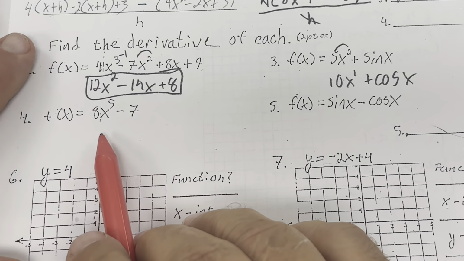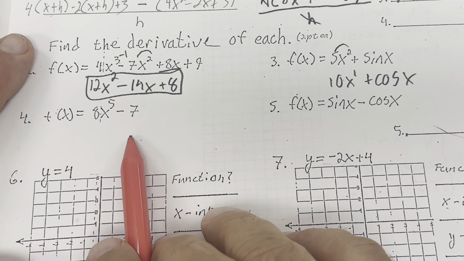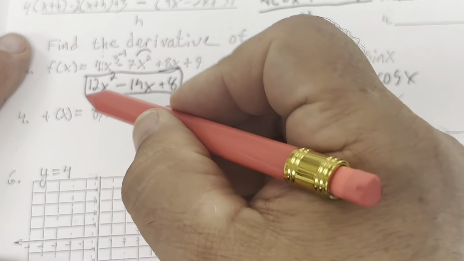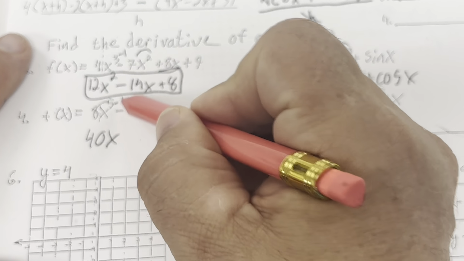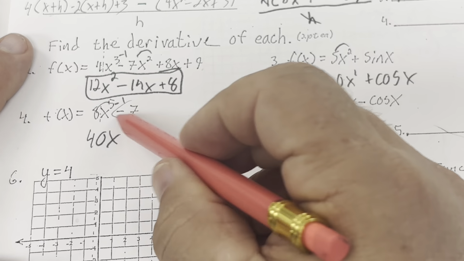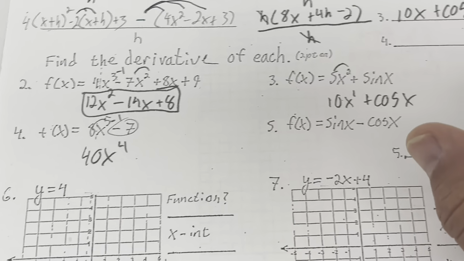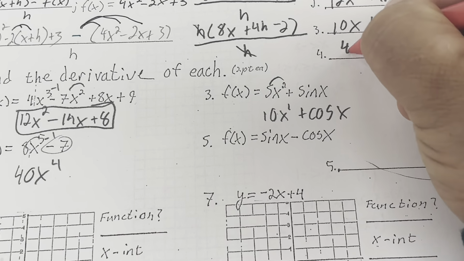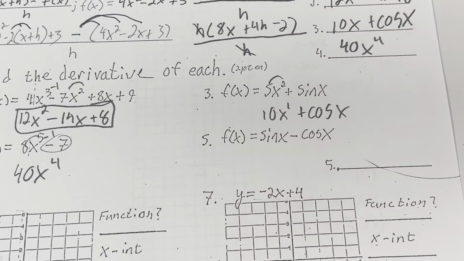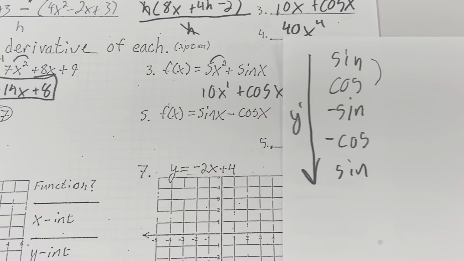Number 4 is pure power rule. There is no trig identities. So 5 times 8, that's going to give us 40x, subtract 1, to the 4th. The derivative of negative 7 is 0. So my answer for number 4 is just 40x to the 4th. For number 5, I'm going to need my trig derivatives note.